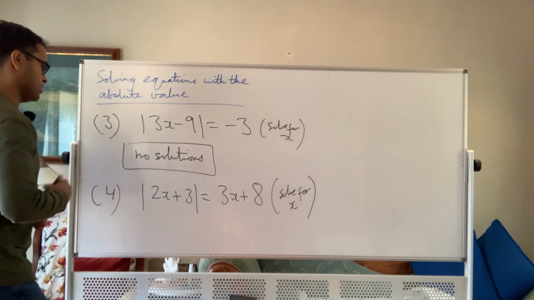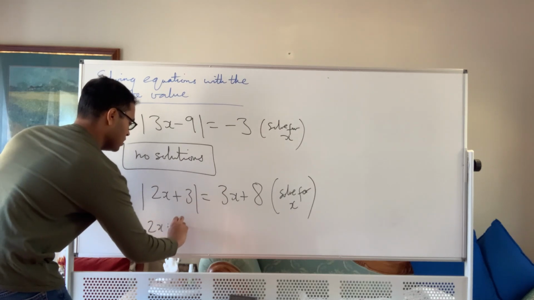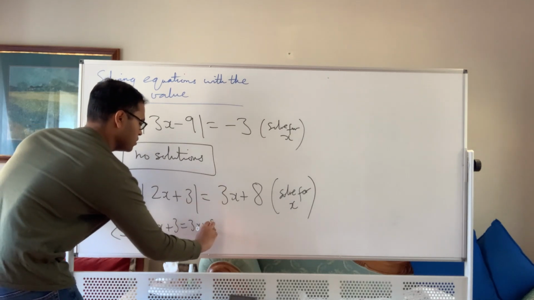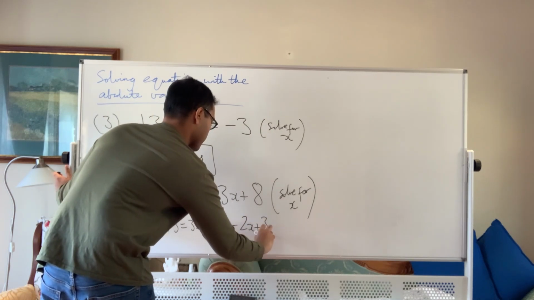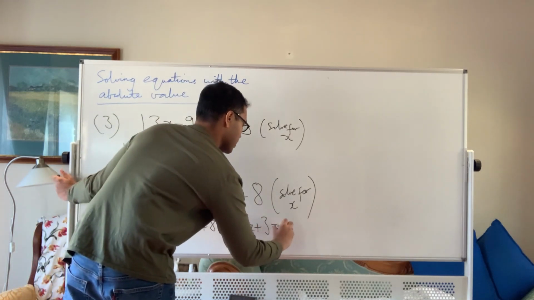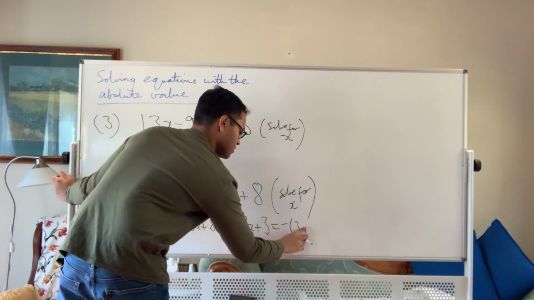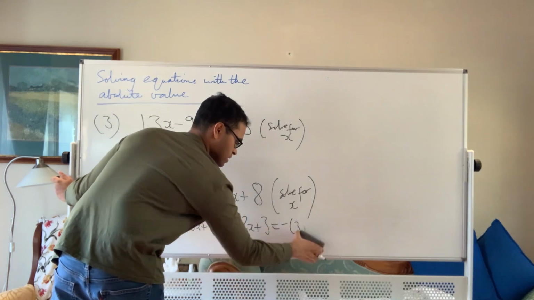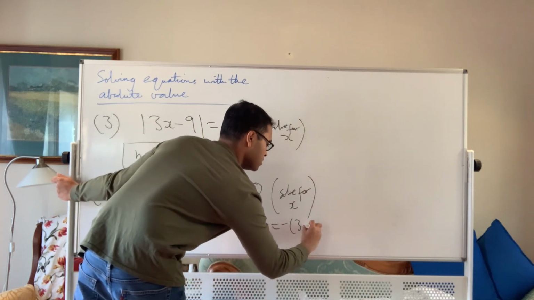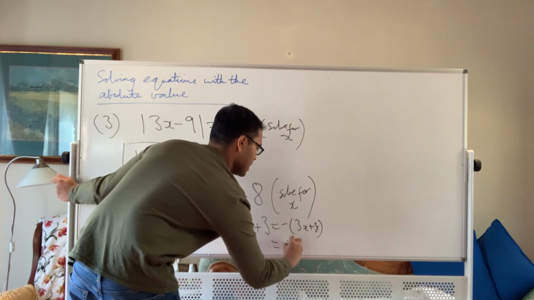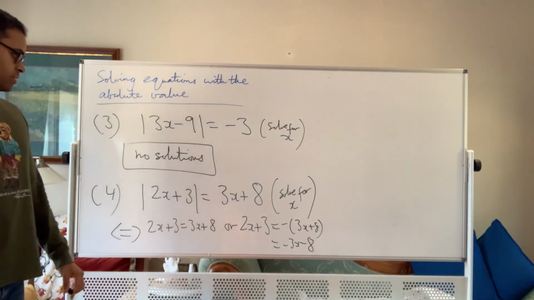So that's what it means for you to say the absolute value of 2x plus 3 is 3x plus 8. So I'm going to say that either 2x plus 3 is equal to 3x plus 8, or 2x plus 3 is equal to the negative of 3x plus 8. Sorry, I should erase that. The negative of 3x plus 8 is just going to be equal to negative 3x minus 8. Okay, so that's what the negative of 3x plus 8 is.